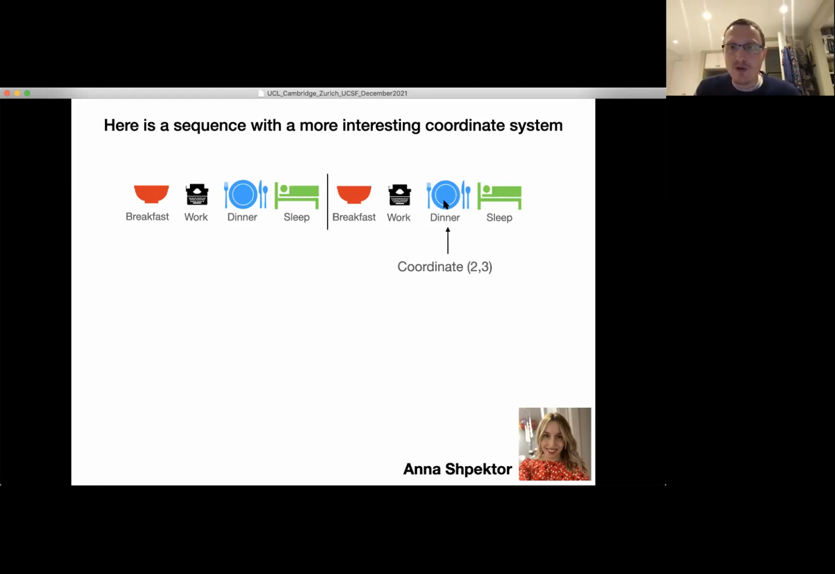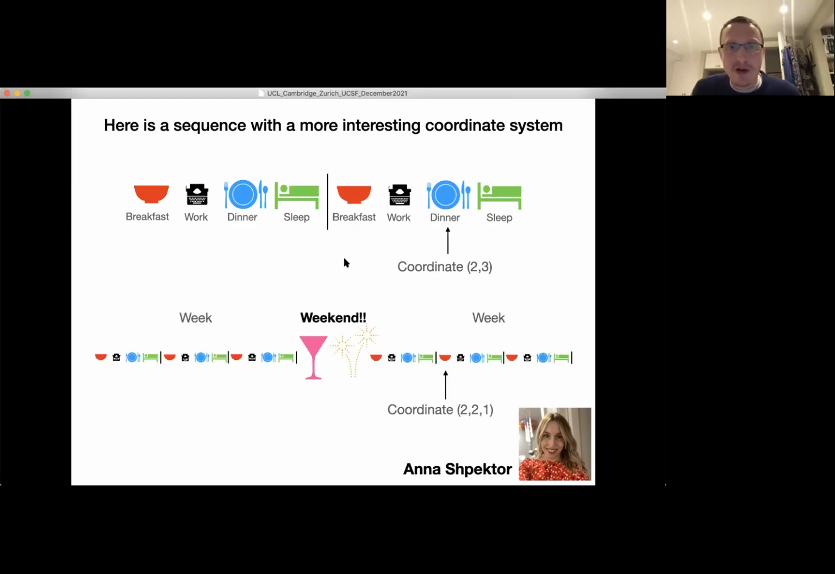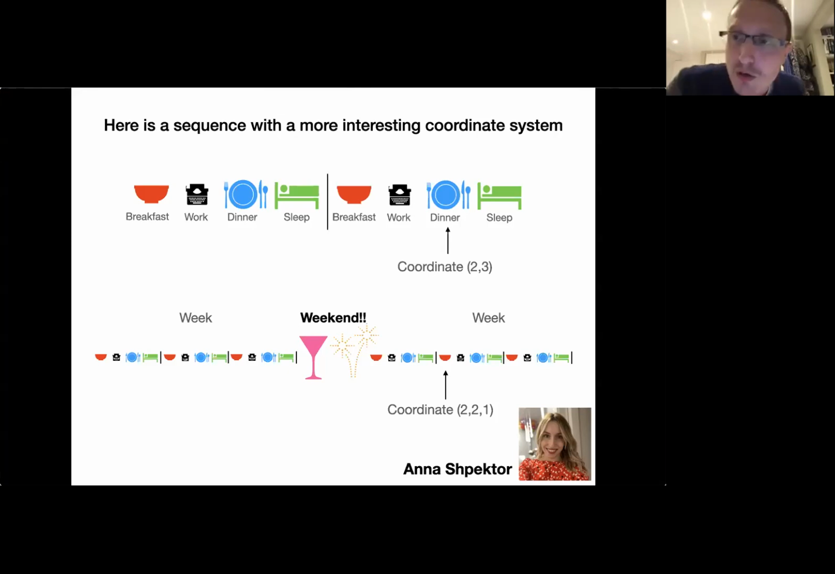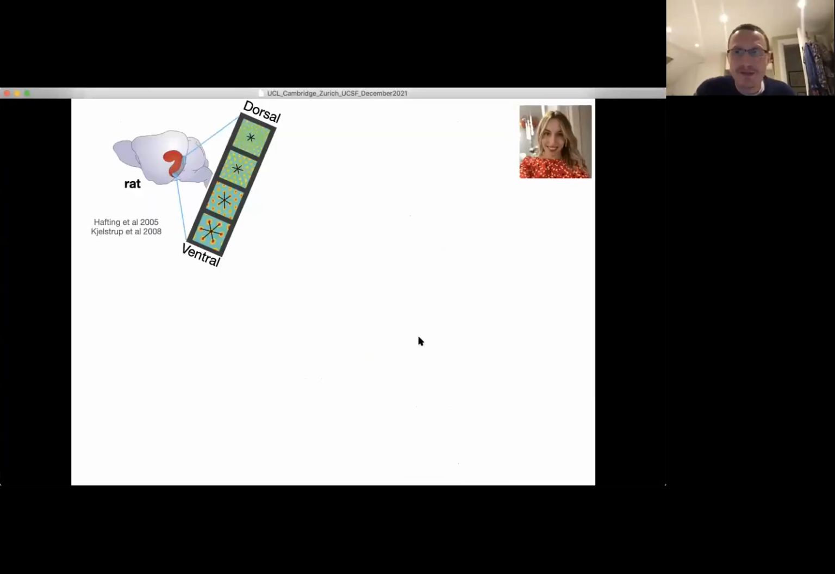This is a hierarchical coordinate system, and you can make it more hierarchical by putting a weekend in the middle, for example. Now this one here is at coordinate 2, 2, 1, because it's the second week, the second day of the second week, and the first thing you did on that second day. So this is now turning into quite a complicated hierarchical coordinate system. And we're interested in that kind of system because of this.